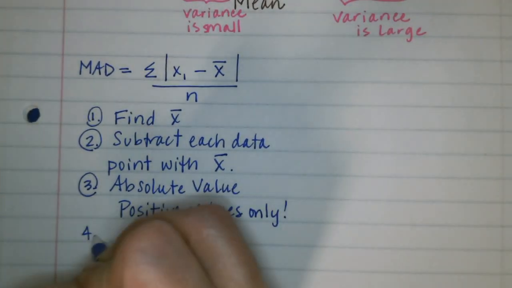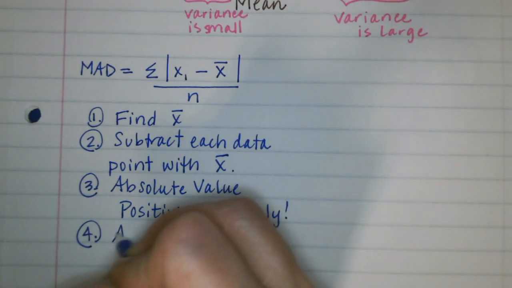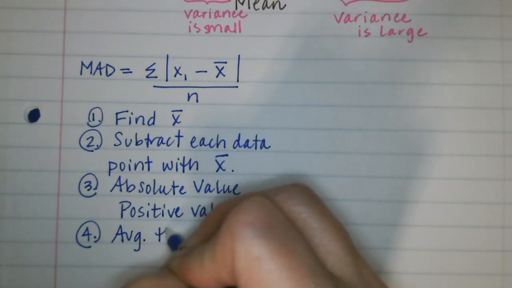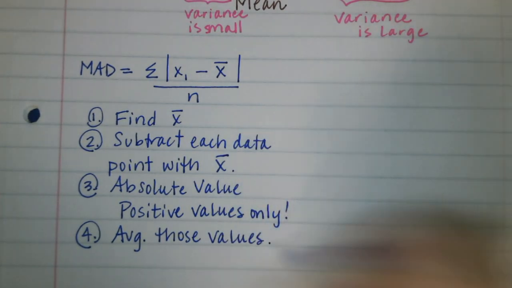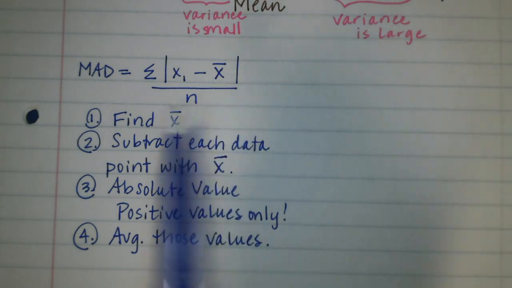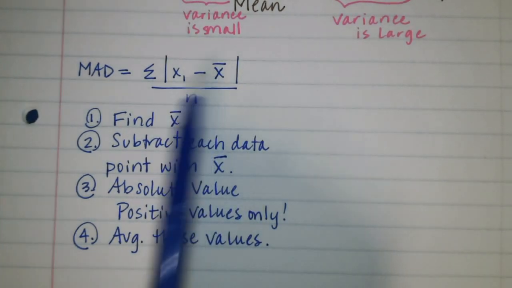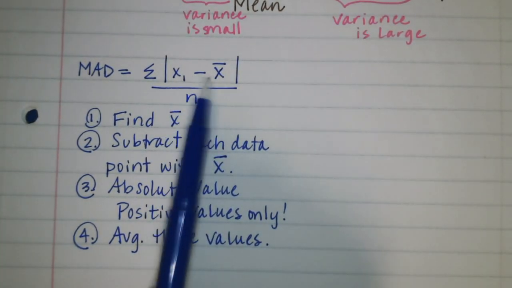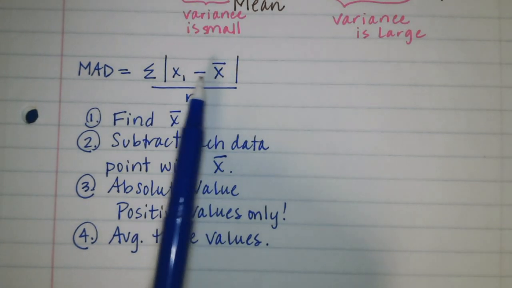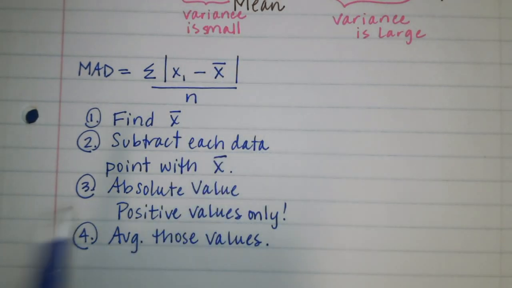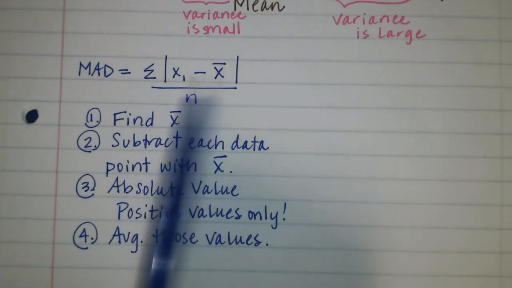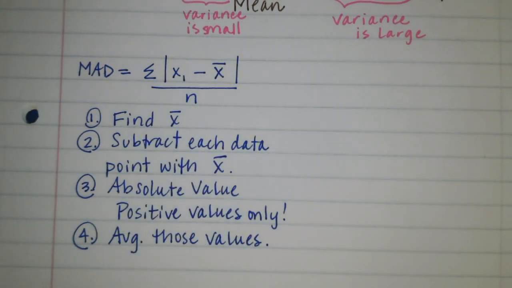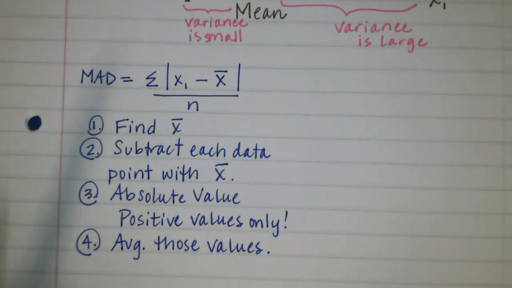So then what we're going to do is we're going to average those values. And then you're done. So what we're going to do is find the average. We're going to subtract each number from the average. And then we're only going to use the positive values. So it doesn't matter if your score is above or below the average. It's just how far are you from the average. And then we're going to add those all up and divide by how many numbers there are. And that gives us the MAD.